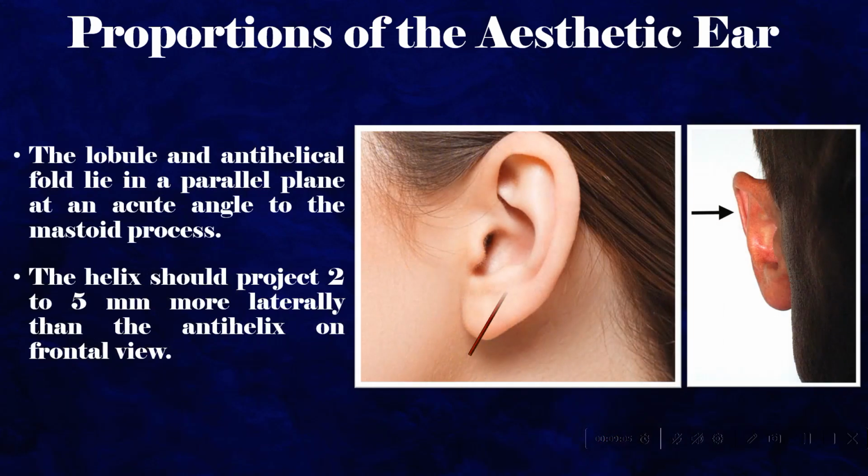The lobule and antihelical fold lie in a parallel plane at an acute angle to the mastoid process. The helix should project 2 to 5 mm more laterally than the antihelix on frontal view.